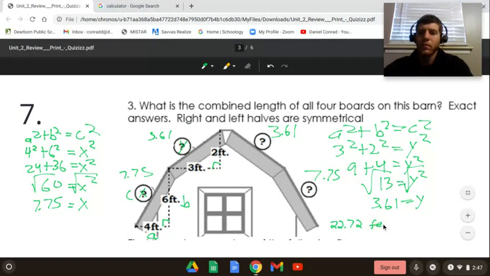I recall getting a different answer yesterday in class. Did we do this right? Oh, I think we just did 7.8. 9 plus 4 is 13, square root of 13. All right, yeah, we're good.